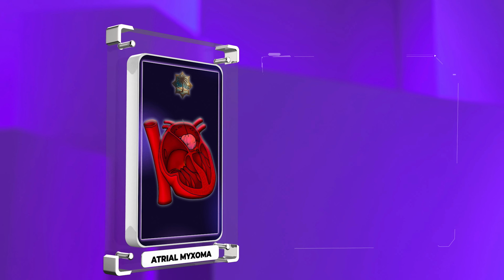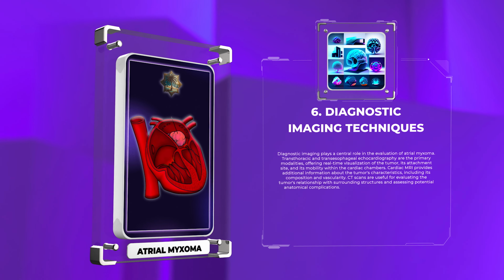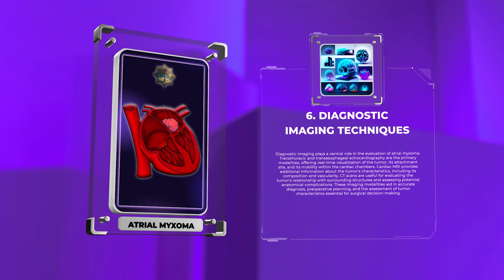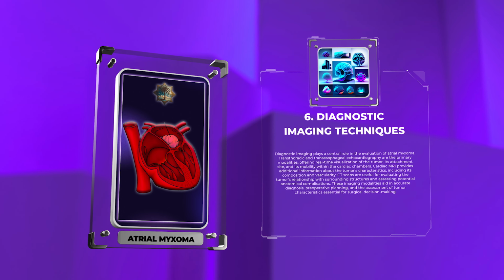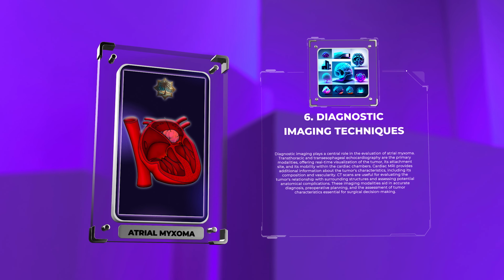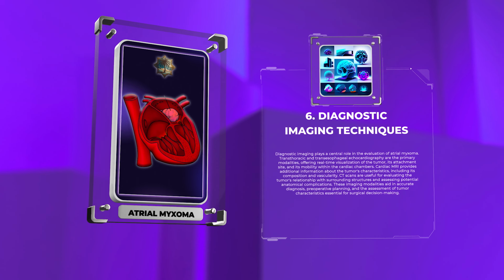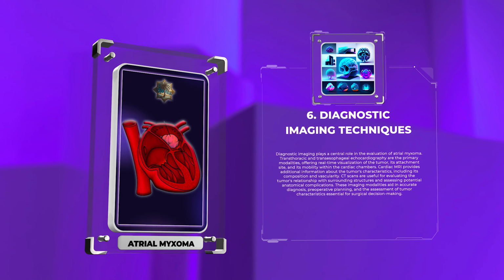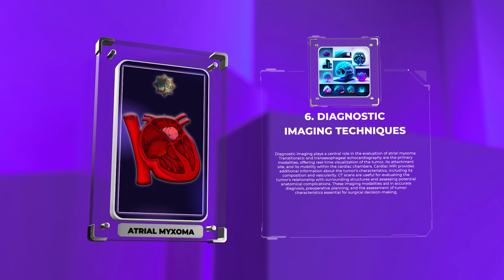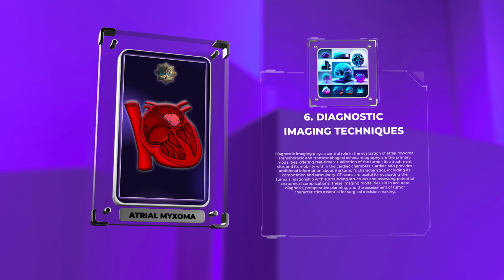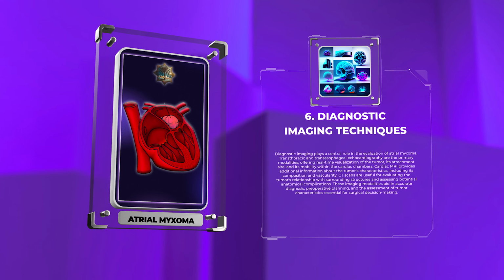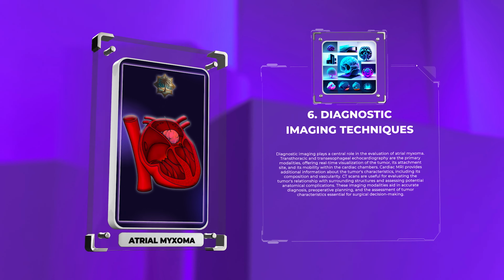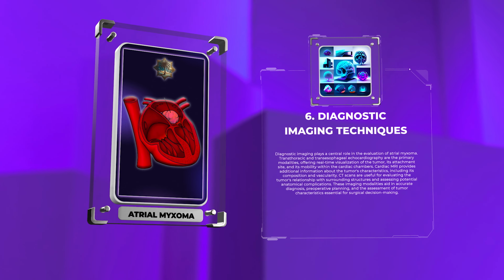Diagnostic imaging plays a central role in the evaluation of atrial myxoma. Transthoracic and transesophageal echocardiography are the primary modalities, offering real-time visualization of the tumor, its attachment site, and its mobility within the cardiac chambers. Cardiac MRI provides additional information about the tumor's characteristics, including its composition and vascularity. CT scans are useful for evaluating the tumor's relationship with surrounding structures and assessing potential anatomical complications. These imaging modalities aid in accurate diagnosis, preoperative planning, and the assessment of tumor characteristics essential for surgical decision-making.